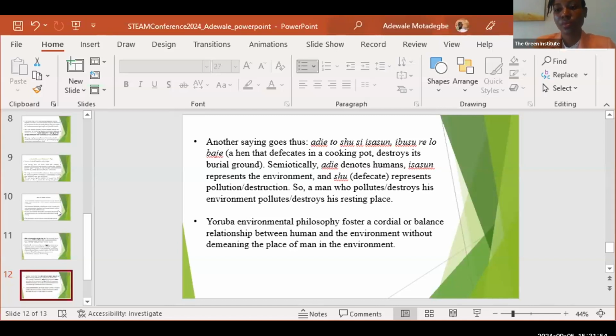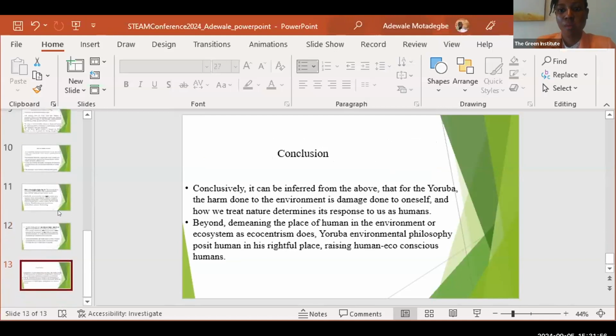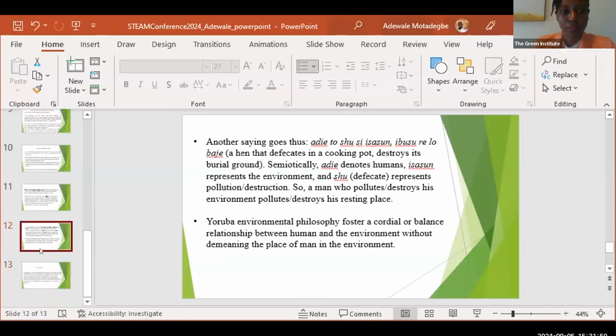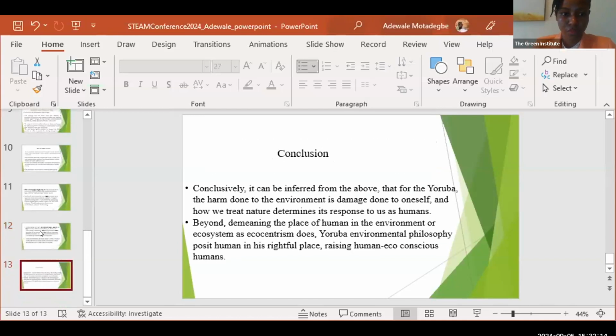So that is why I bring to awareness that there is a need to propagate this kind of idea within the community, as a useful ideology that can be used. Conclusively, as I've earlier said, it can be inferred from the above that, from the Yoruba perspective, the harm done to the environment is damage done to oneself, and how we treat nature determines its response to us as humans. Thank you for your time.